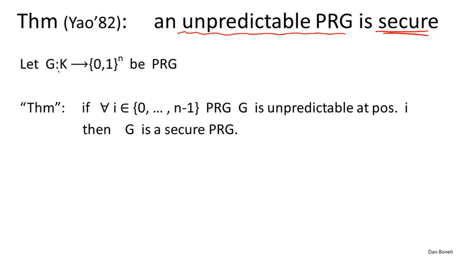So here we have our generator that outputs n-bit outputs. The theorem says the following: basically, for all bit positions, it's impossible to predict the i plus first bit of the output given the first i bits, and that's true for all i. In other words, again, the generator is unpredictable for all bit positions. Then that in fact implies that the generator is a secure PRG.